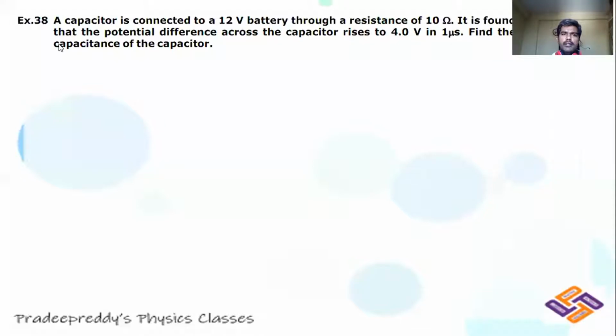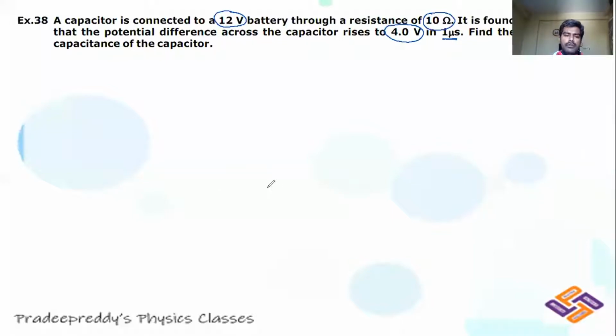In this question, you have 3 components, students. One is a battery, another is a resistor, and the capacitor. So check it out. A capacitor is connected to a 12-volt battery through a resistor of 10 ohm. It is found that the potential difference across the capacitor rises to 4 volt in 1 microsecond. Find the capacitance of the capacitor.